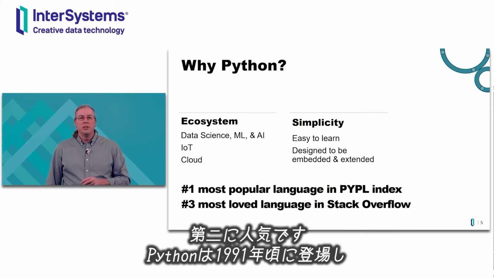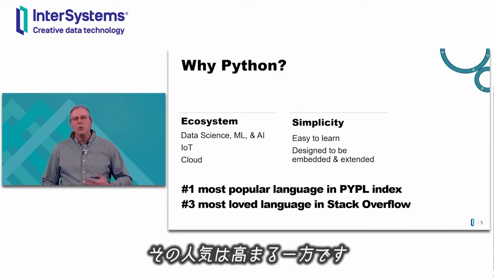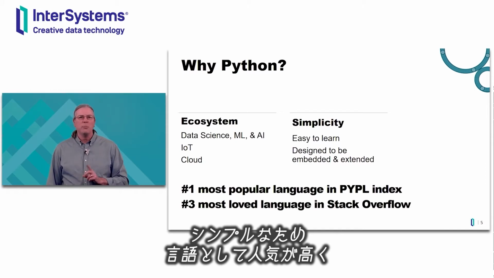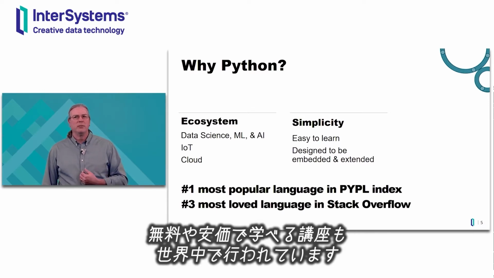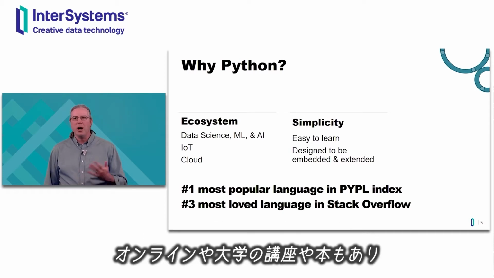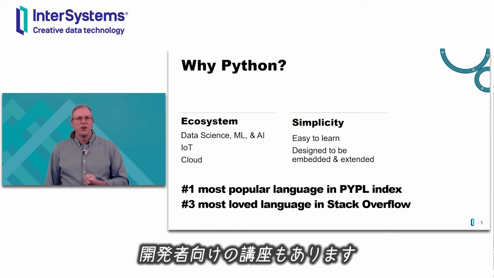The second reason is Python has been around since 1991, and it's grown in popularity since that time. It's a very popular language, in part because of its simplicity. It's very easy to learn and very easy to use. You can get courses for Python available cheap and free all over the world, whether they be online or at university. There are books, professional development courses.